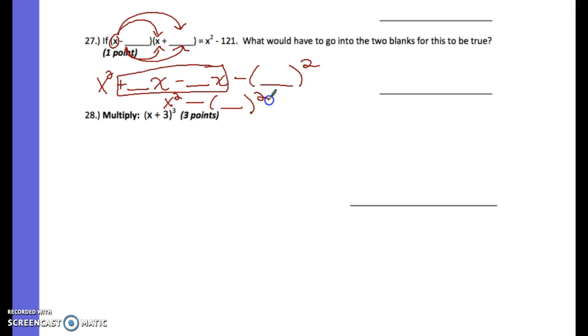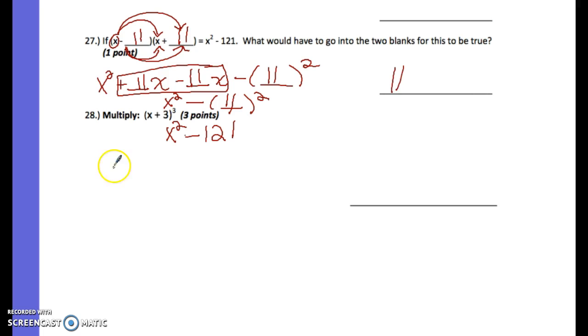Well, what squared gives you 121? Oh, 11 does, because 11 squared is 121, so x squared minus 121. If you plugged 11 into both the blanks, you'd have plus 11x minus 11x and minus 121. So what would go in both blanks? 11. The way that you can find that is the square root of 121. If it were 49, it would be 7. If it were 25, it would be 5.